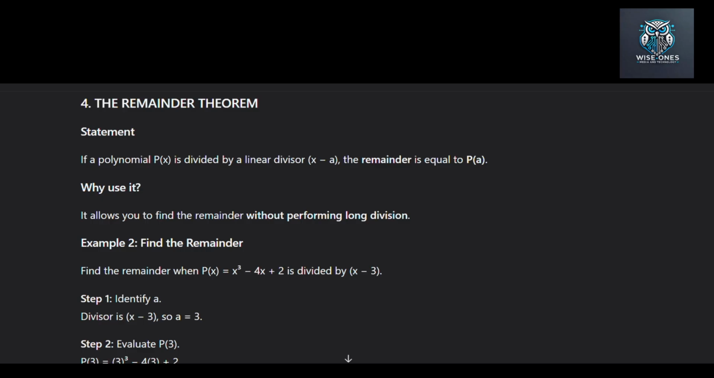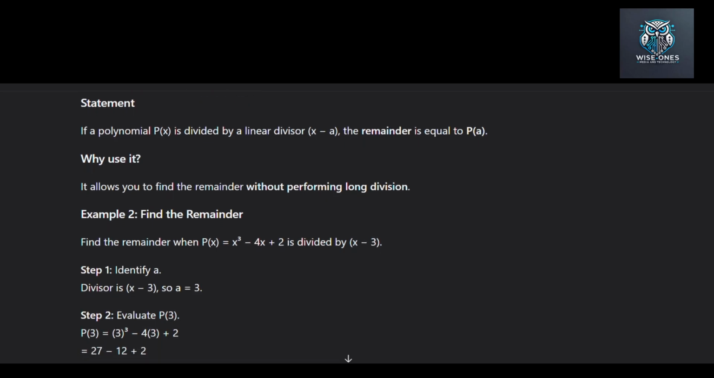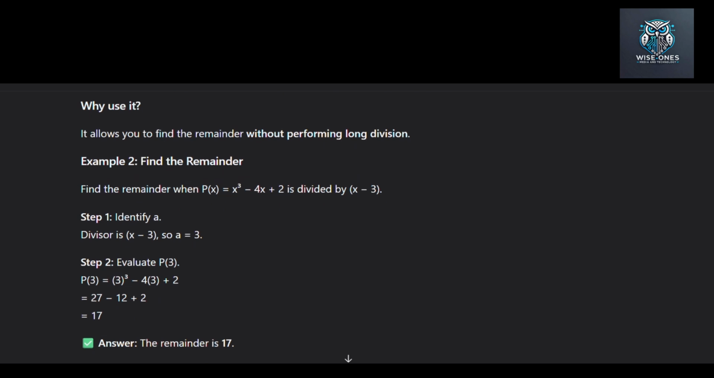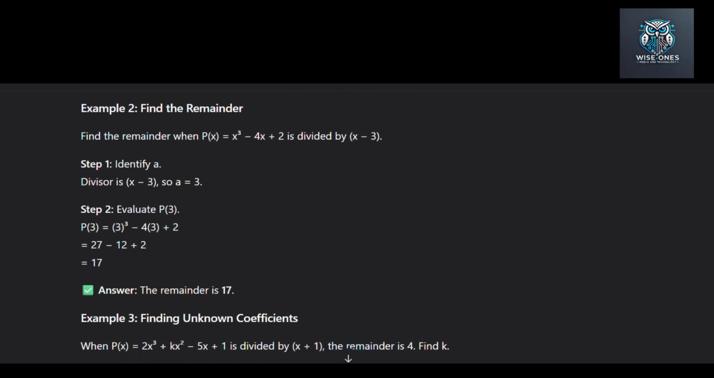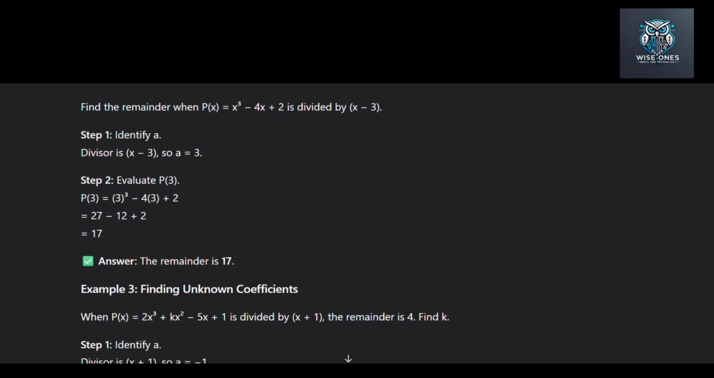Let us look at example 2. Find the remainder when p of x equals x cubed minus 4x plus 2 is divided by (x minus 3). Step 1. Identify a. The divisor is x minus 3, so a equals 3. Step 2. Evaluate p of 3. This means wherever you see x in the function, replace it with 3.